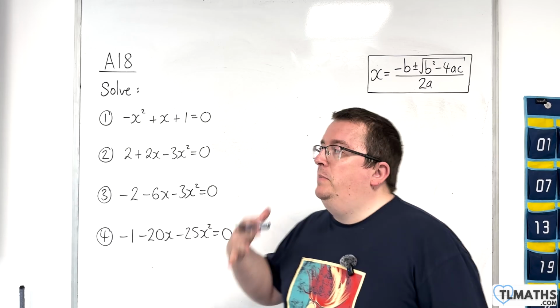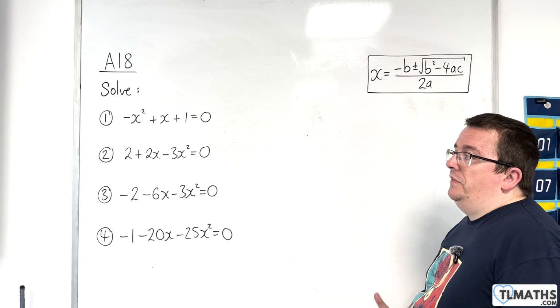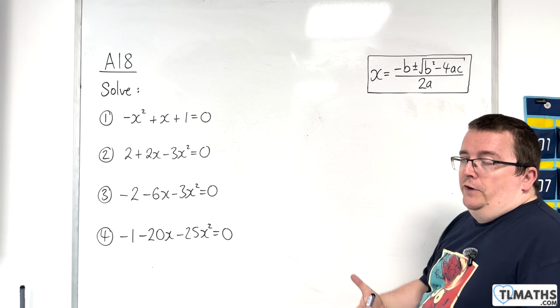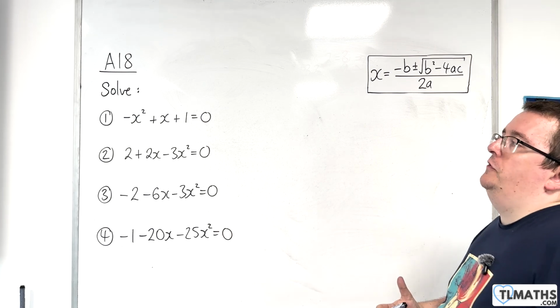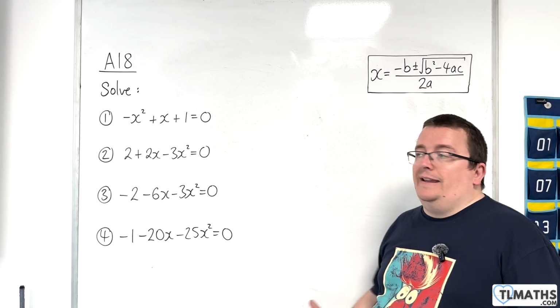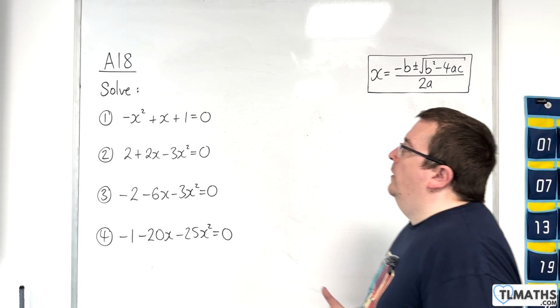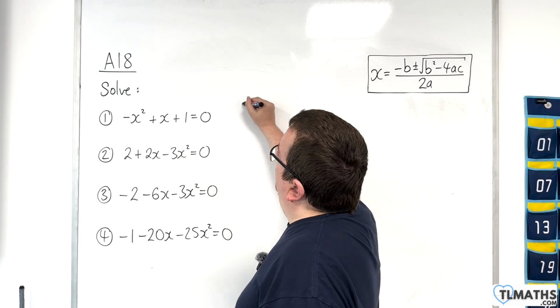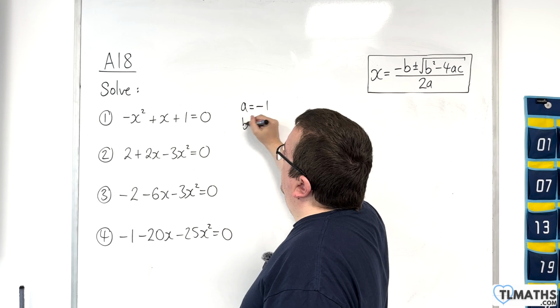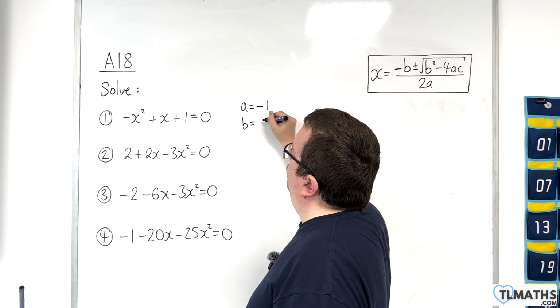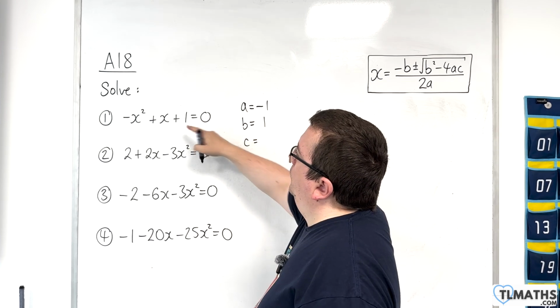So in this video, we're going to be going through some more examples of using the quadratic formula where the coefficient of x squared isn't 1. And in this case, each of the coefficients of x is negative. So let's go straight in. So first of all, a is the coefficient of x squared, which is minus 1. b is the coefficient of x, which is 1. c is the constant term, 1.